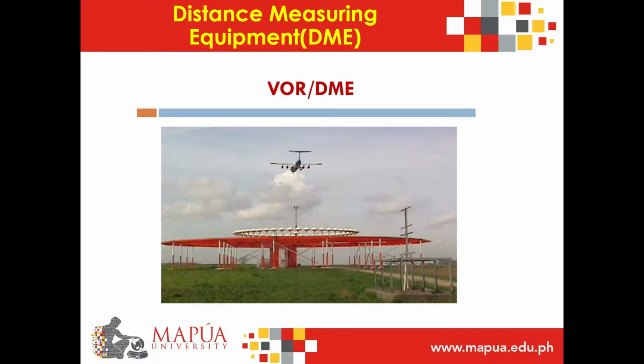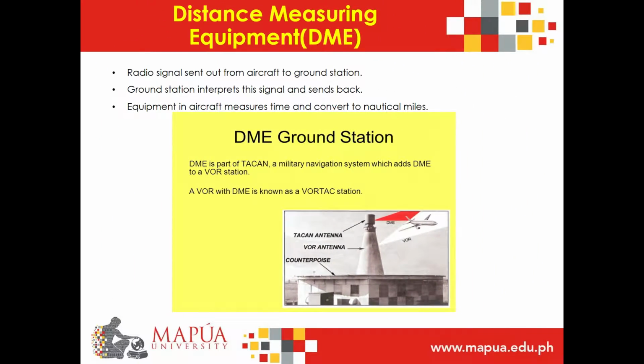Distance measuring equipment. It uses radio signals sent out from the aircraft to the ground station. The ground station interprets the signal and sends it back. Equipment in the aircraft measures time and converts it to nautical miles. Nautical miles is abbreviated NM. The DME ground station is part of TACAN. TACAN is a military navigation system which adds DME to a VOR station. A VOR with DME is known as a VORTAC station.